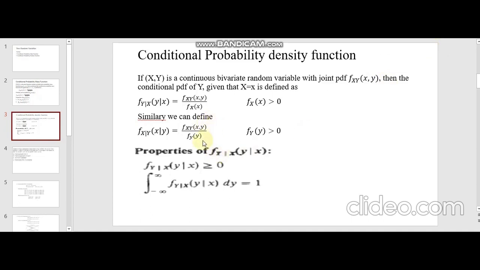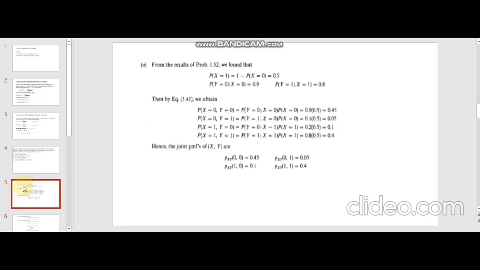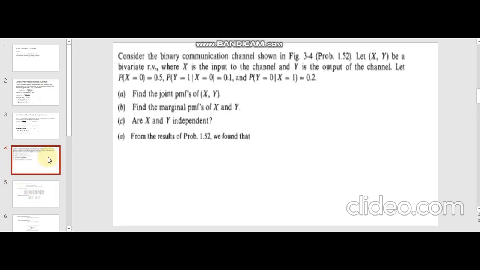Further, the properties of the conditional PDF are as follows. The conditional PDF is greater than or equal to 0. If we integrate the conditional PDF of y given x from minus infinity to infinity, it must be equal to 1. So now let us solve or discuss a few problems related to the conditional probability mass function and probability density function.